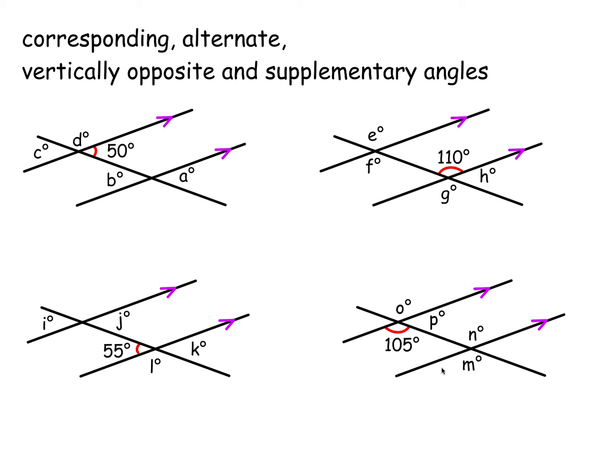M, N, O, and P. Well, M and N and O are all 105 degrees. M's corresponding, it's in an F shape. N's alternate, it's in a Z shape. O is vertically opposite. And P is 75 because it's a supplement. 105 and 75 make the straight line up to 180. That's just a reminder of these terms you should know.